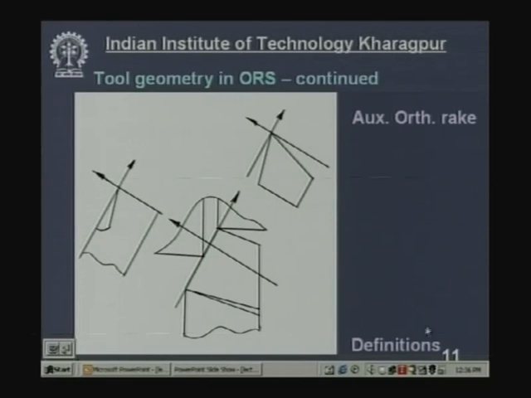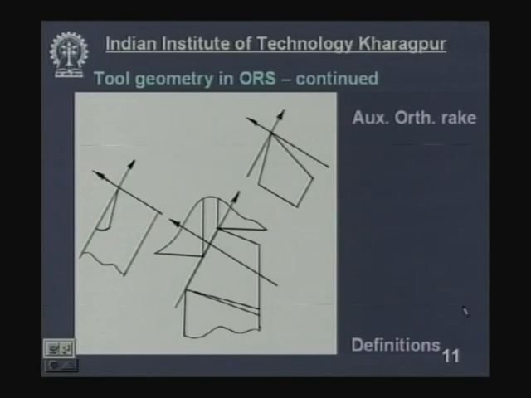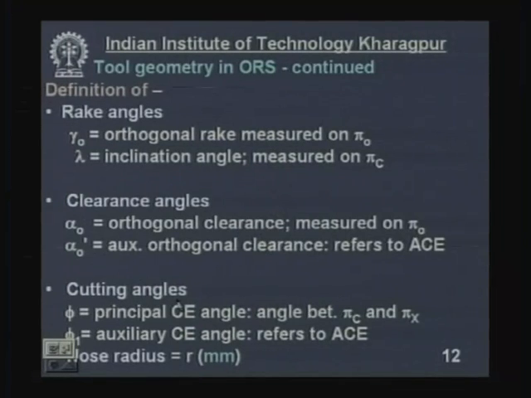Now, see the definitions of the rake angles, clearance angles, and cutting angles in the orthogonal rake system. What is the rake angle? Orthogonal rake is measured on the orthogonal plane; orthogonal rake means the angle of inclination of the rake surface from the reference plane, measured on the orthogonal plane. Then lambda, the inclination angle of the main cutting edge, is also a rake angle. The inclination angle is measured on the cutting plane.